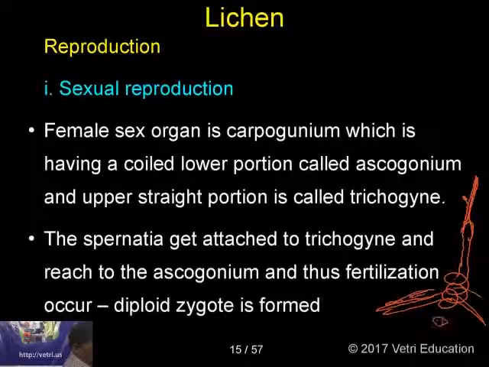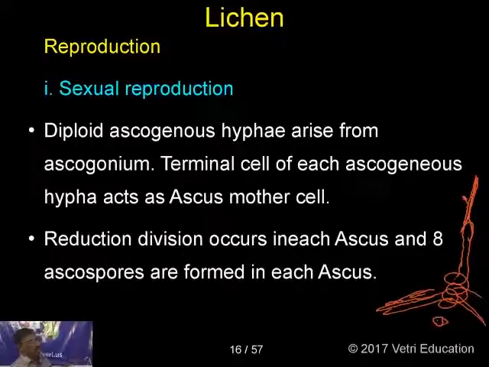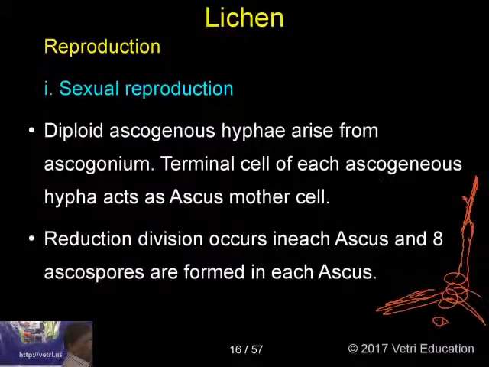This diploid zygote gives a number of filaments, a number of hyphae. They unite together and produce a diploid ascus-like structure, which undergoes meiosis and forms ascospores. Each ascus gives 8 ascospores, and all 8 ascospores are inside the ascus. So this is called endogenous origin of the ascospores. After that they are released out and develop into that particular fungus.